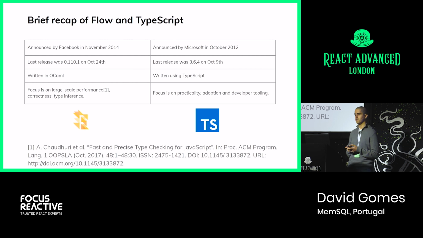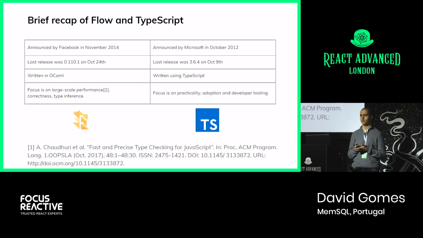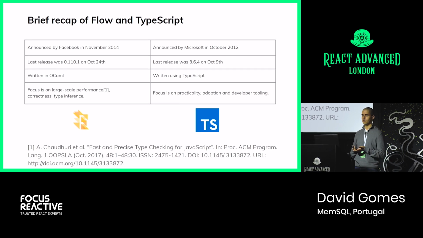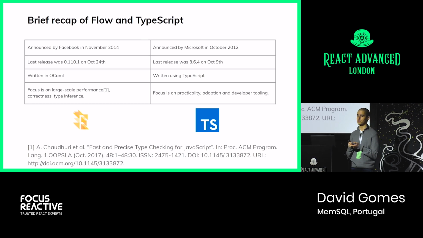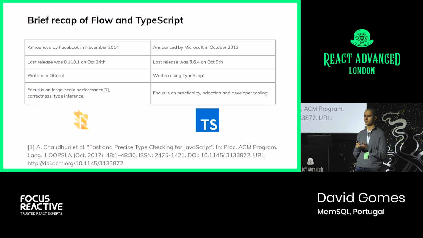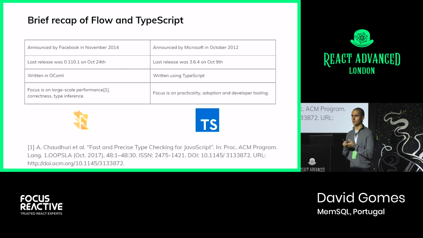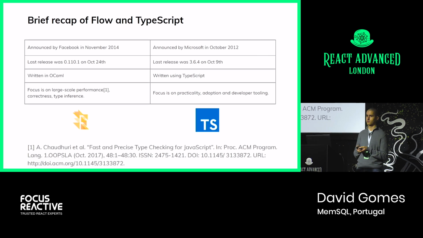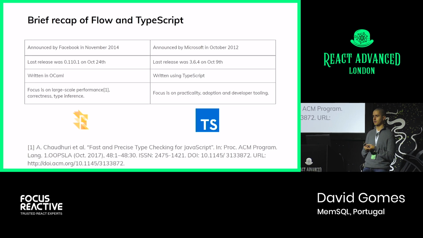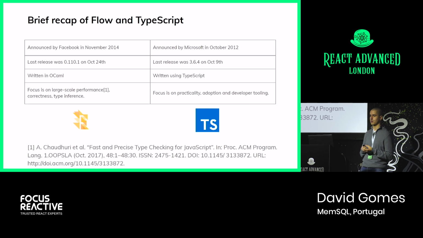Since the very start, Flow and TypeScript have had different design goals. The Flow team at Facebook developed Flow with the intent of type checking the 12 million lines of JavaScript code that they had in their single repository. So obviously, they had to focus on large-scale performance in order to be able to type check all those millions of lines of code in a reasonable amount of time.